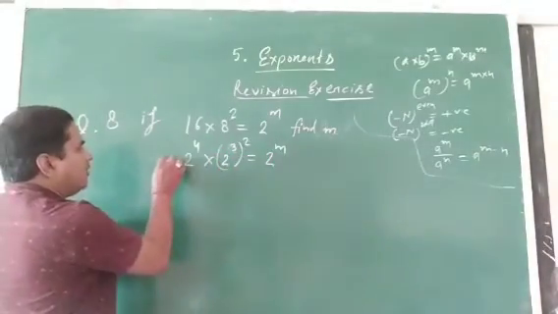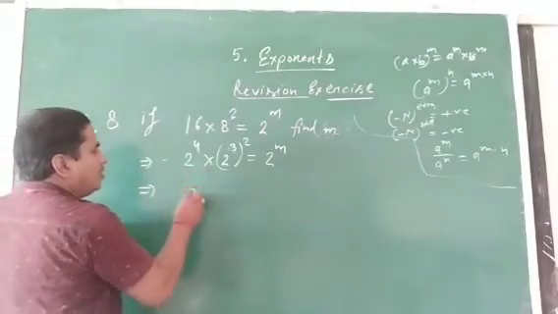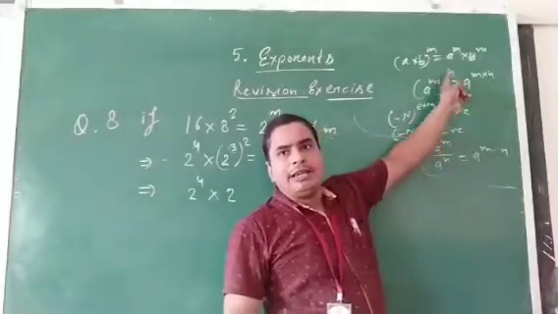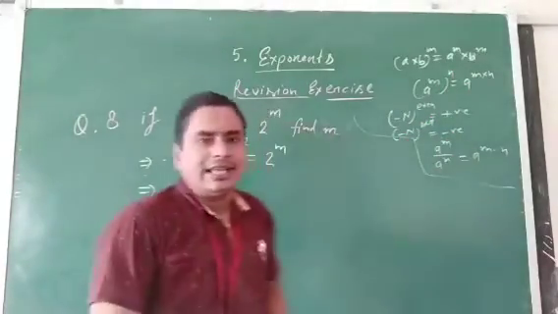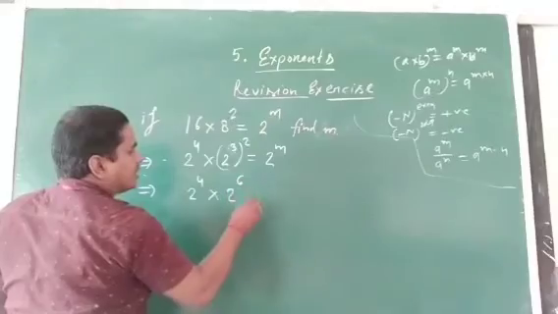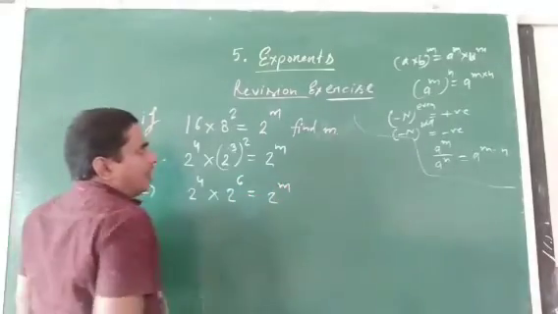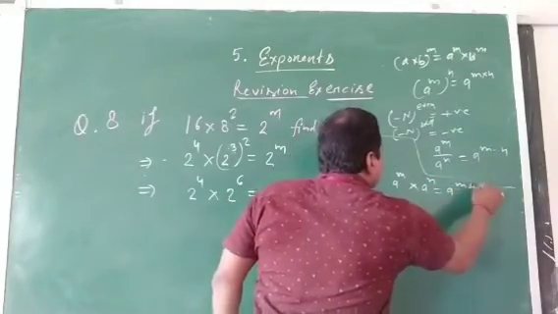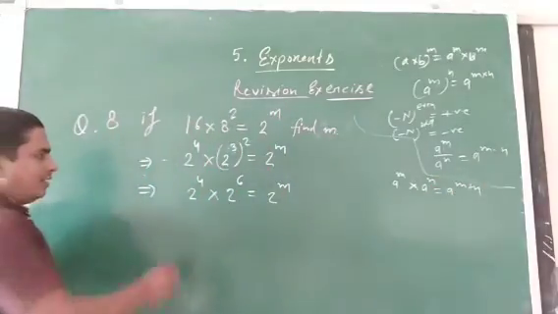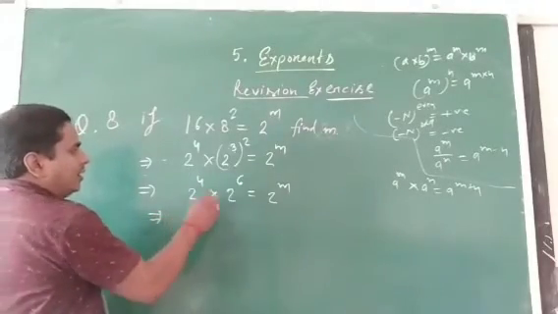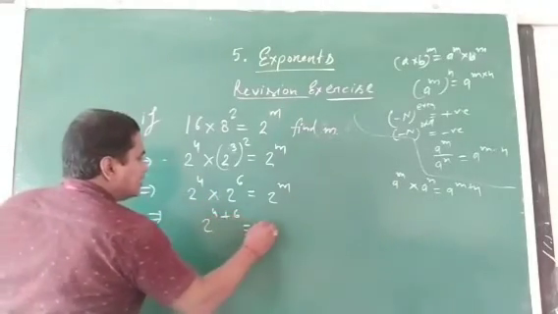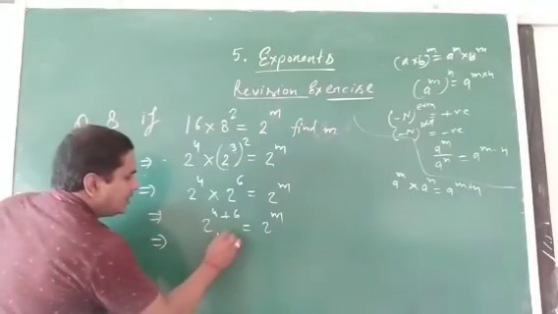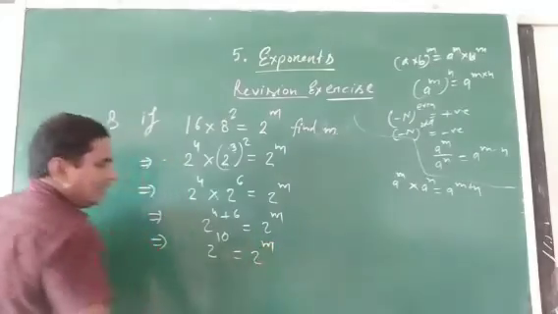Now again you can write 2 to the power 4 into 2 to the power... Apply this rule, power on power: (a to the power m) to the power n is a to the power m cross n. So here it is 2 to the power 6. Now apply this rule, a to the power m into a to the power n is a to the power m plus n. So what we will get here: 2 to the power 4 plus 6 is equal to 2 to the power m, and this implies 4 plus 6 is 10, 2 to the power 10.